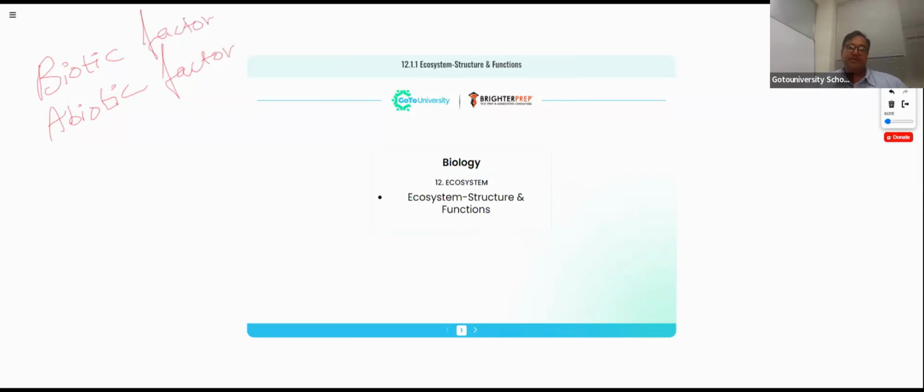What we need to understand basically about the ecosystem, as I already told you, is that biotic factors and abiotic factors are the key features. One is called biotic factors, another is called abiotic factors. Biotic factors are the living structures, as we already told you. This living structure is not only plants, but in this one exception is there.